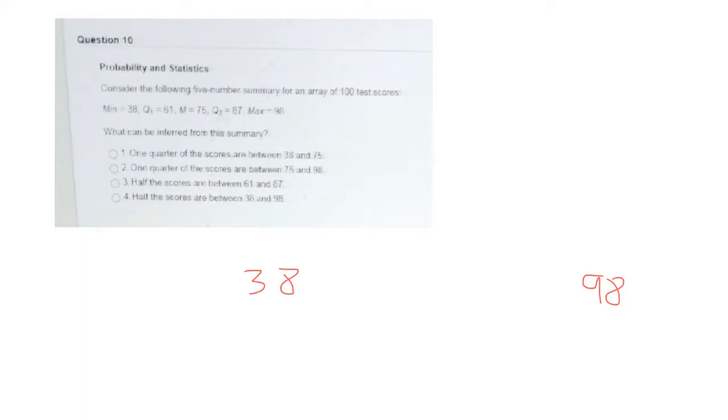The median test score was 75. So we're going to put that in the middle. And the first quartile was 61, and the third quartile was 87. So basically, this quartile means that about a fourth scored 61 or less. This quartile means that about 3/4 of the students, or exactly 3/4, I'd have to double check that, scored 87 or less. Okay, that's what these quartiles mean. So we're going to put Q1 right here. We're going to put Q2 here. So let's take a look at the answers.